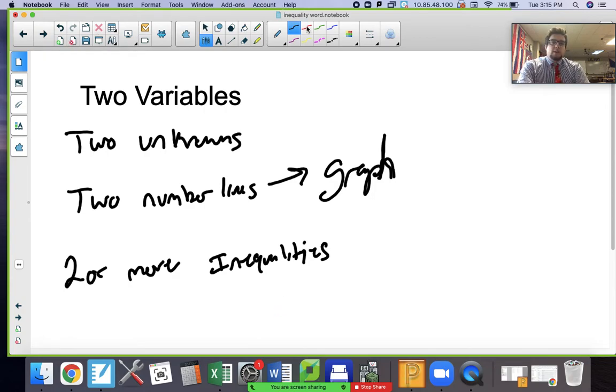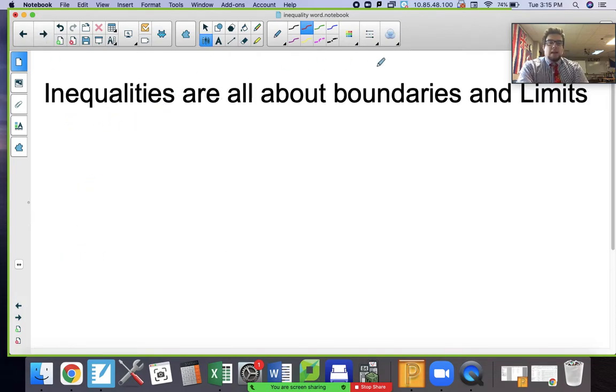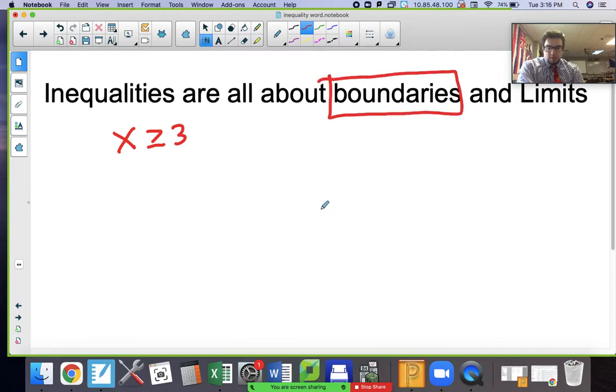But with inequalities, the two or more part of it will extend as far as many boundaries or limits the problem sets up. So every time we solve an inequality and we get x is greater than or equal to 3, or less than, or whatever inequality, we just set a hard boundary on our solution set. We're saying that x is allowed to be any number bigger than 3. I don't care what that number is. As long as it's bigger than 3, it works.